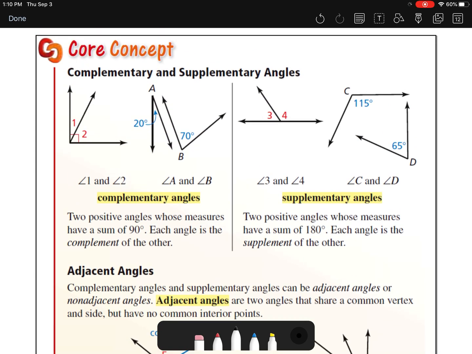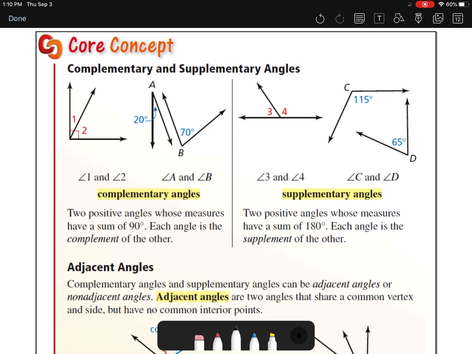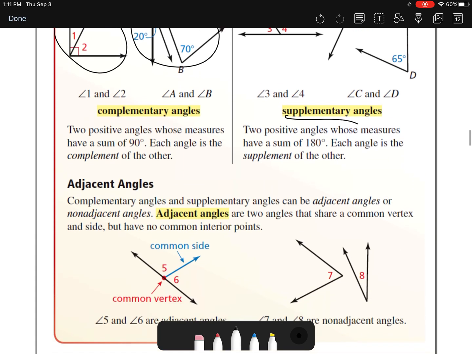Now, our next topic, I can't emphasize to you enough that we need to make sure and have these in our notes because this is really, really important. Complementary angles. Two angles whose measures have a sum of 90. So they do not have to be side by side like these two are. They do not have to look like that. They can look like these. Any two angles that add up to 90. Supplementary are any two that add up to 180.